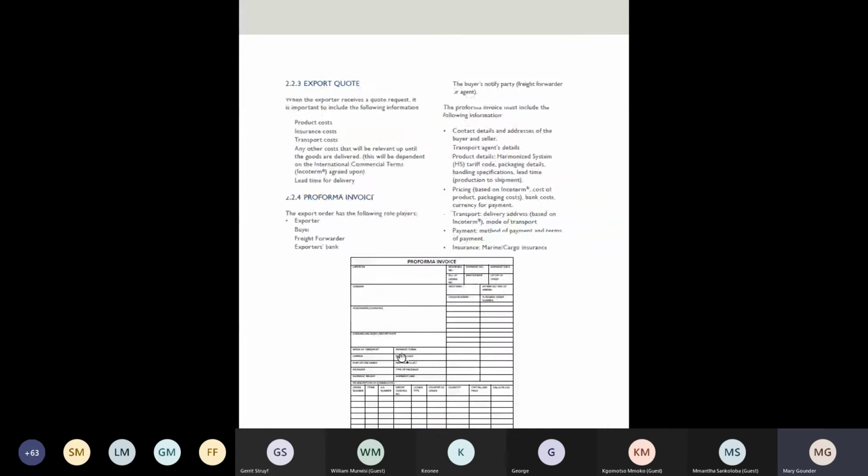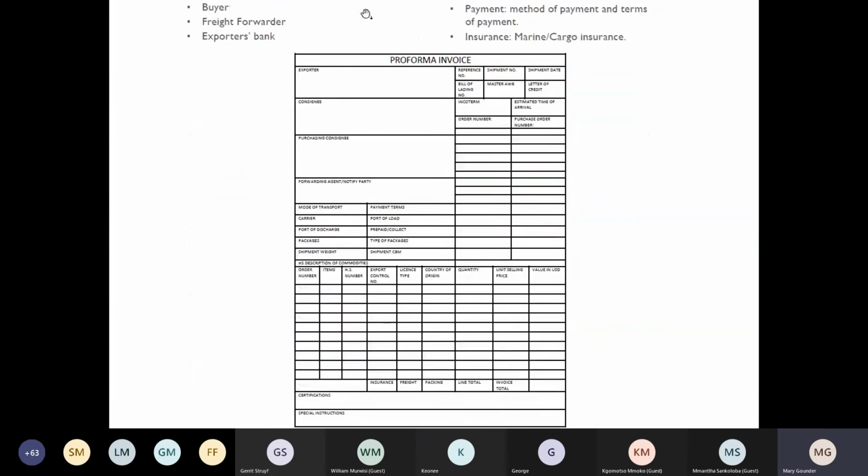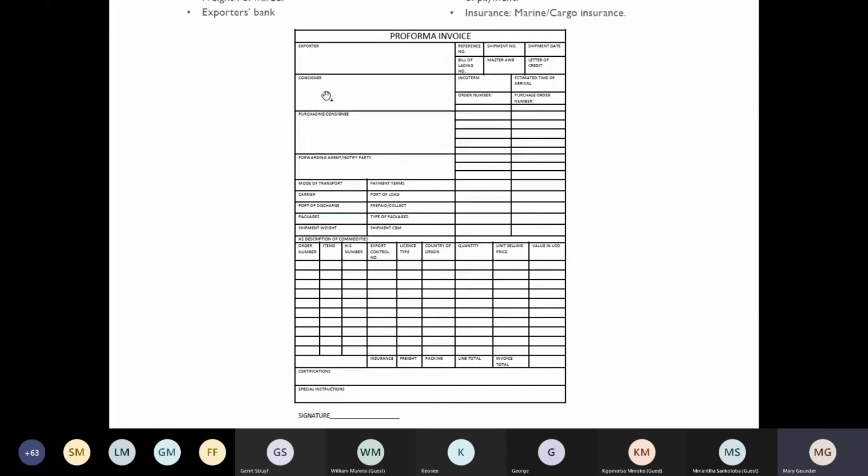So I'm just going to zoom into it so you have a better idea of what it looks like and the information. So on a pro forma invoice, you'll have your details, which is the exporter, the consignee, and the purchasing consignee, your forwarding agent or notified party, the mode of transport, payment terms, carrier, port of load, port of discharge, packages, shipment weight, and then you've got your order numbers, the items, HS numbers, export control numbers, license types where required, country of origin, your quantities, and your unit selling price and your value in USD where required. Okay, and then at the bottom you've got certifications that are required, and special instructions. Okay, on the top right hand side you've got your shipment details that you would get from your airway bills and so on, and then you've got your Incoterms there.